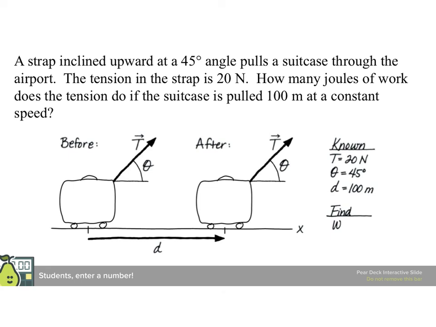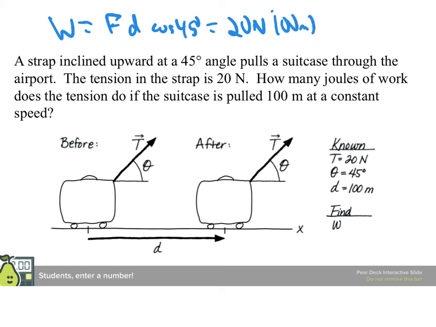So we go through and we say, well, our work is going to be the force times the displacement times the cosine of the angle between them. The force is 20 newtons. It's the tension in the strap. The distance, they said, was 100 meters. And then cosine of 45 degrees. This turns out to be 1414 joules, which I guess, given really only one sig fig, or merely at best 2, something like 1400 joules.